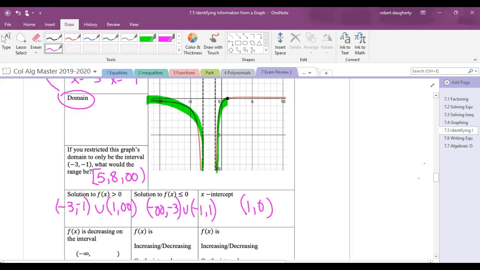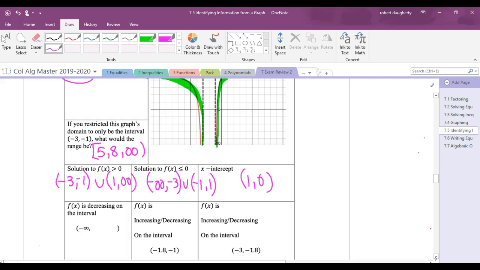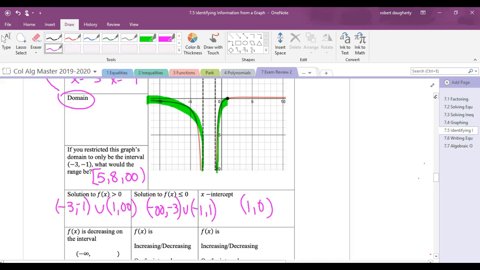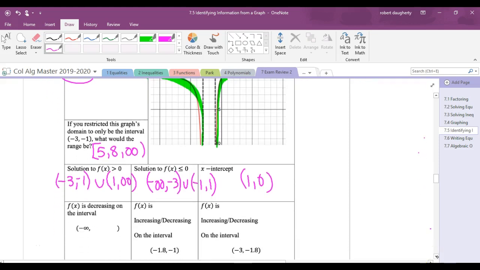Where is this thing decreasing? Okay, it's asking you to fill in the blank. It is decreasing on the interval from negative infinity to where? When I first see this graph, I see it decreasing from negative infinity to negative 3. Okay, so they're just filling in the blank here.